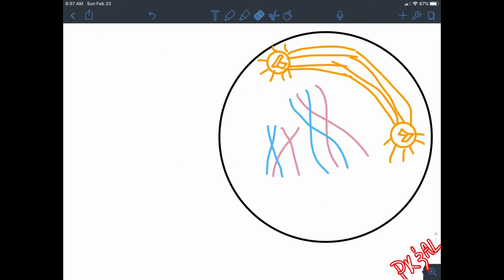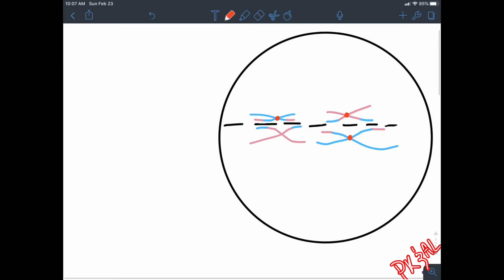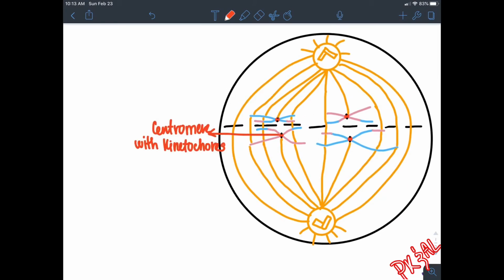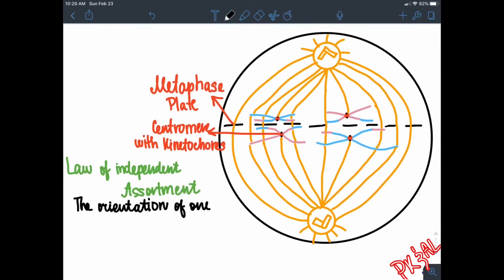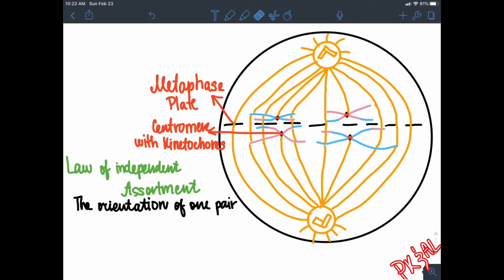The black dotted line that can be seen in the image coming up is the metaphase plate. Underneath the metaphase plate, arrows can be seen pointing to a centromere with kinetochores. The law of independent assortment states that the orientation of one pair of chromosomes is independent of the orientation of another pair.